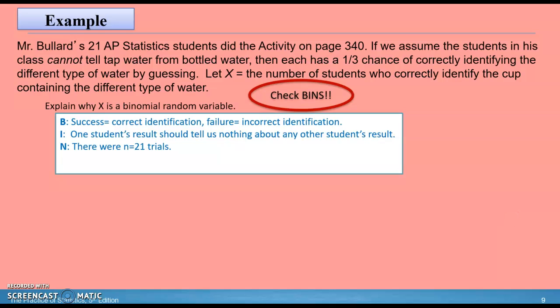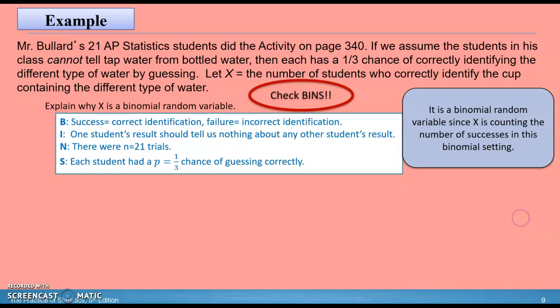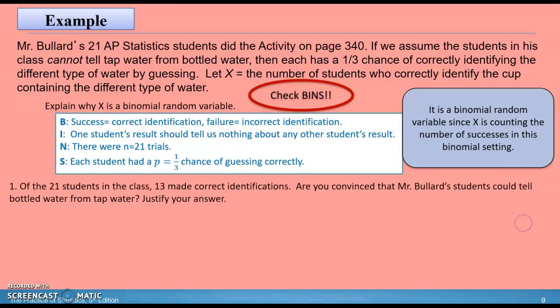N is our set number of trials. We had 21 students, so it happened 21 times. And then S stands for our probability of success. Each kid, no matter what, is going to have a 1/3 chance of guessing correctly. Therefore, this is a binomial random variable because it's counting the number of successes in this setting.